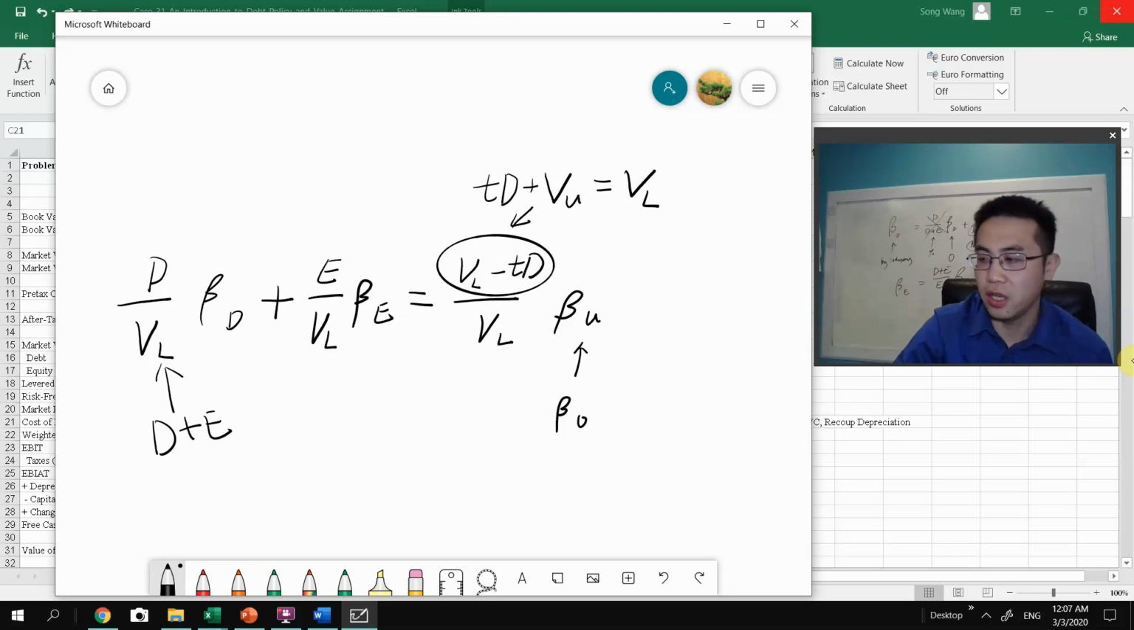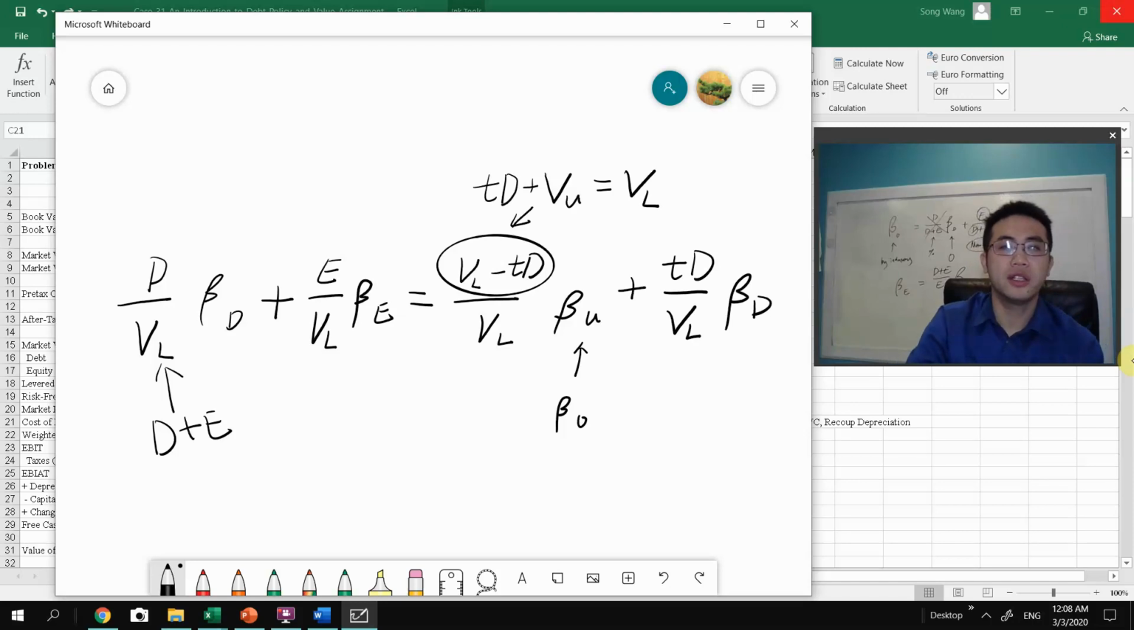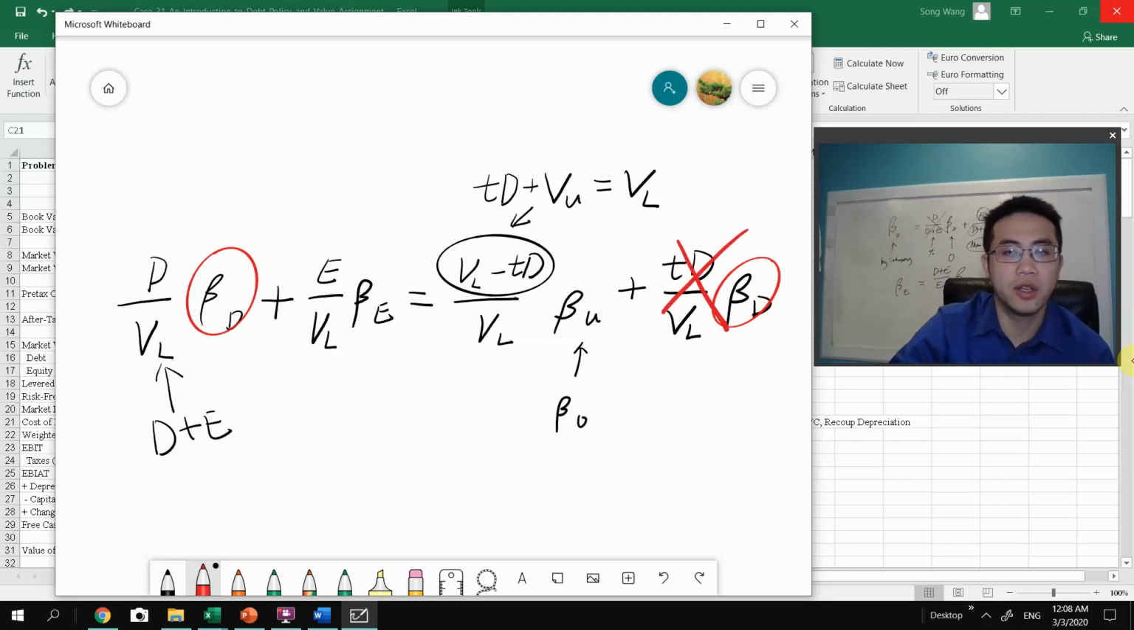And that's not the end of it. It should be equal to the debt times the tax rate over the value of a levered firm times the beta for debt. So that's a lot of things we need to write. As I said, this is just for extra credit. If you want to skip this part, that's completely fine. So the beta of debt right here, they're all equal to 0. So basically you can delete these terms, and then you only have this term and this term left.